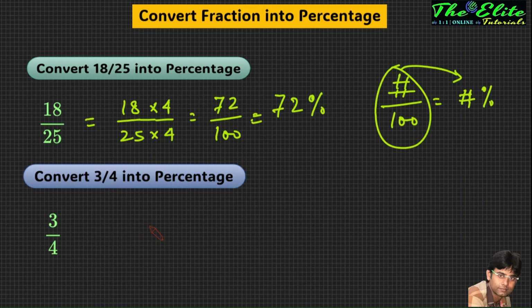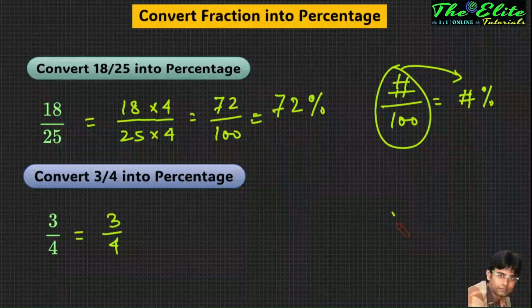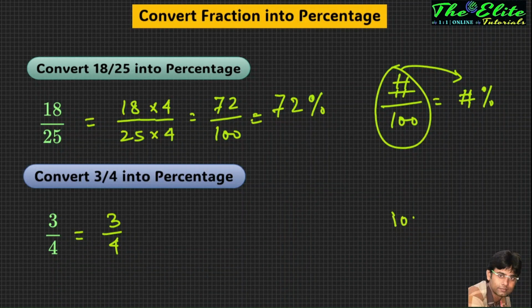3 upon 4 into percentage, or 3 over 4 or 3 by 4, whatever you call it. If you have to convert this into percentage, you can do it yourself now. What did I say? You will write the fraction. You will see what is there in the denominator. The denominator is 4 here, and we have to make this 100. So how will we get the number that we have to multiply by 4? You can find it through this method as well. Divide 100 by this denominator, right? So you will get 25.